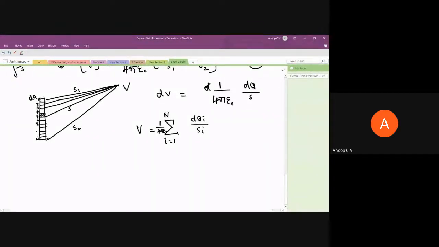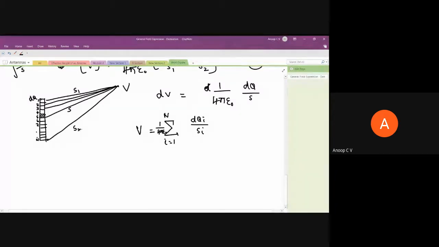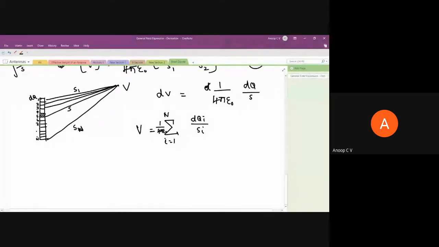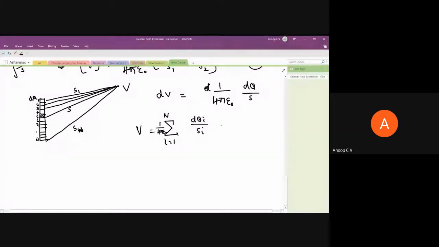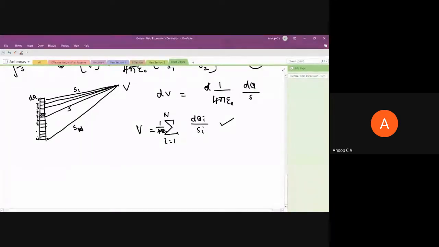So the contribution due to dq1 will be dq1 by s1, dq2 by s2, and so on and so forth. Say I'm calling it sn for the time being. So this is the distance of the first segment to the point r, and this is the distance of the nth segment to the point r. So are you able to accept it? This is how we can find it out. Is it clear? Yes, sir.